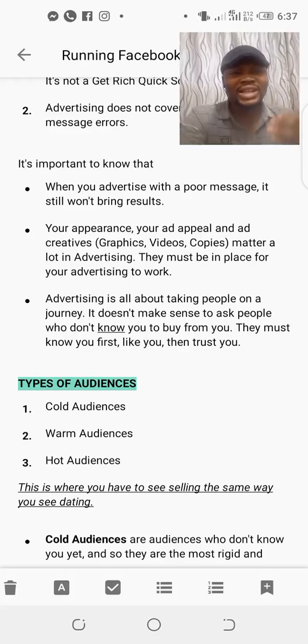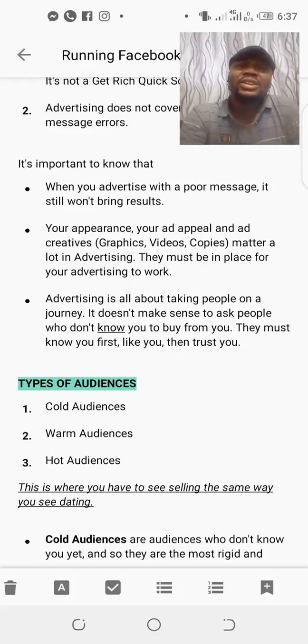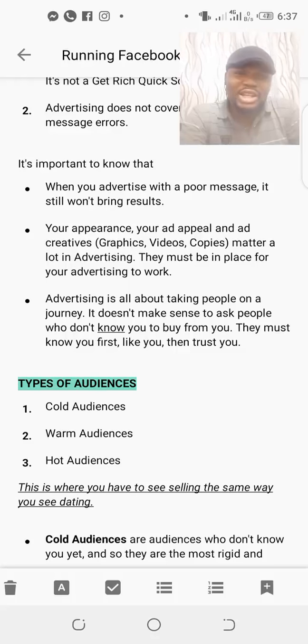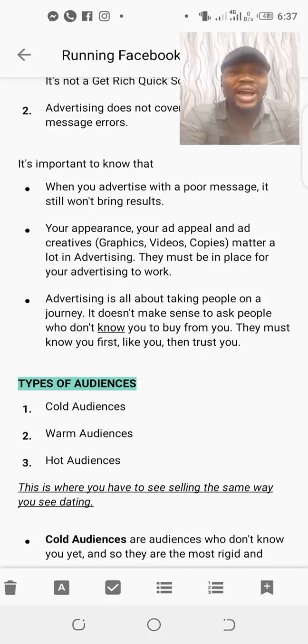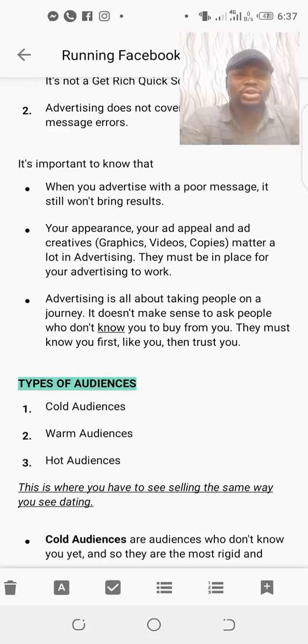So when you're advertising to strangers, to people who don't know you, especially online, it doesn't make sense. You don't expect them to buy because most likely they are not going to buy. And this brings us to the types of audiences that you will meet on the internet.